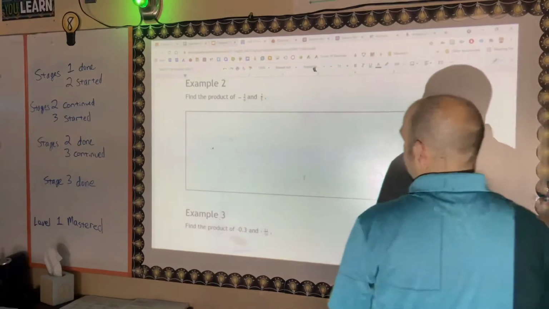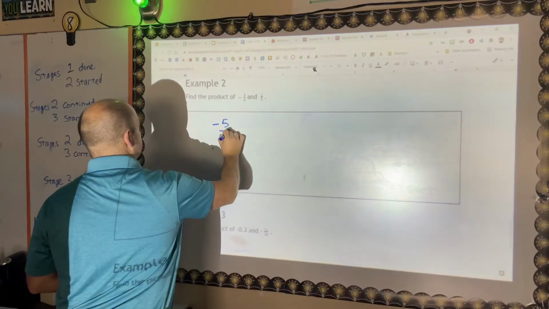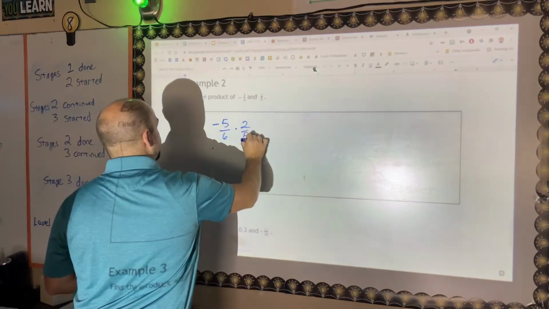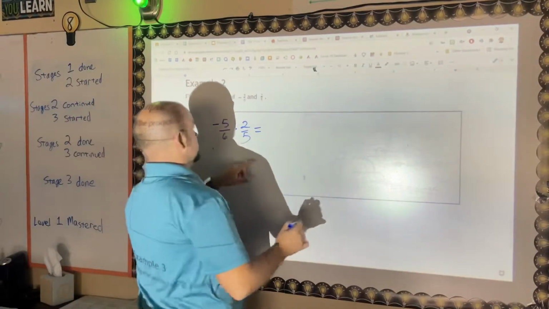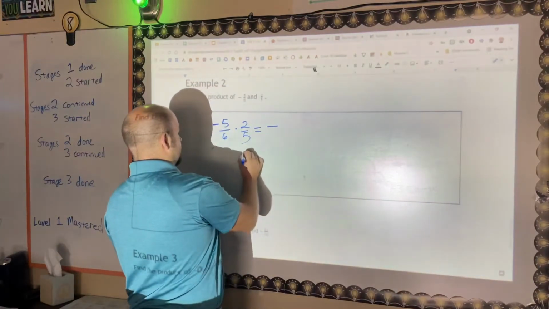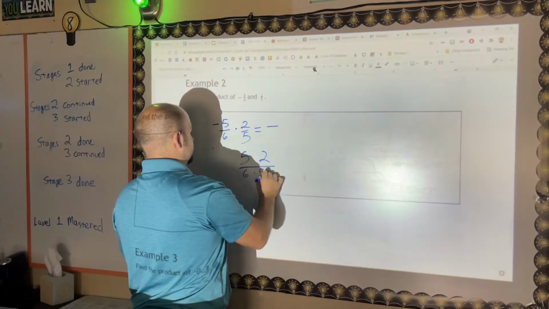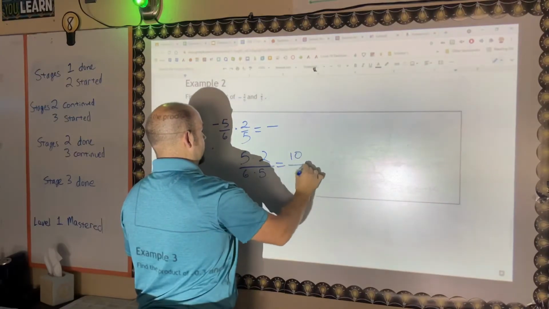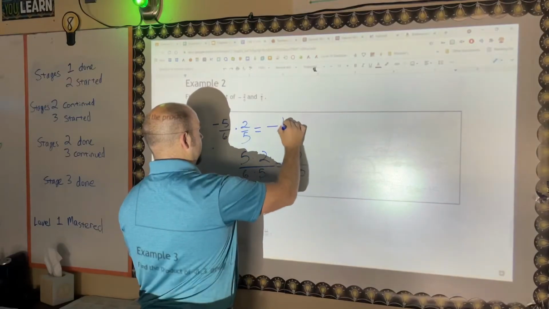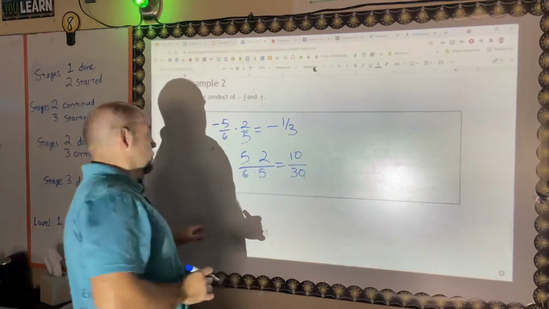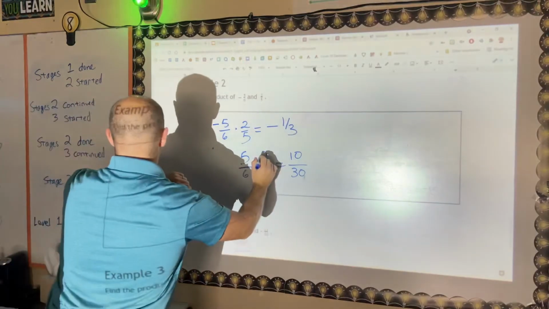Next product, we got negative 5.6 times 2/5. We have a negative times a positive, so our answer is going to be a negative. 5, 2, 6, 5. We have 10 over 30, which simplifies down to 1/3. So this is a negative 1/3. Can you see it? Yeah, you can see that.